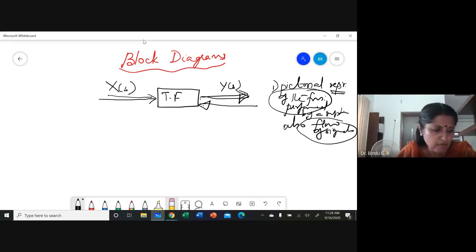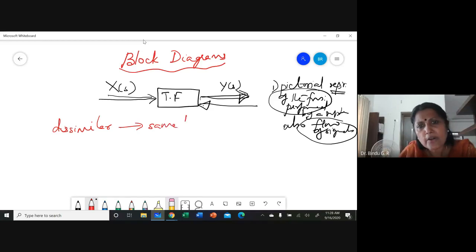So a transfer function is essentially a pictorial representation of the functions performed by a system as well as the flow of signals. Now the problem with the transfer function is that many dissimilar systems can have the same block diagram. Whatever I say about block diagrams is equally true for the transfer function also. So many dissimilar systems can have the same kind of block diagram. That is the second point regarding the transfer function or the block diagram.